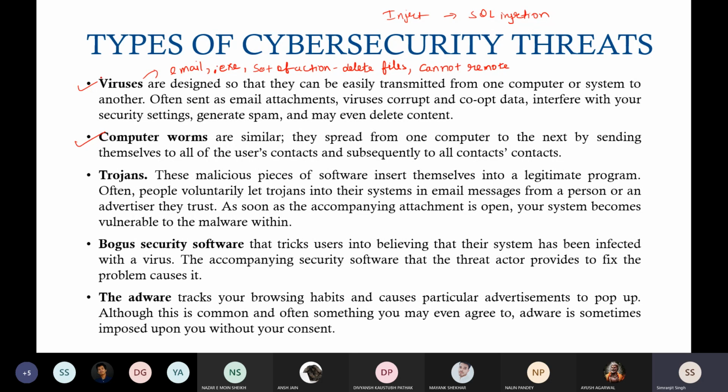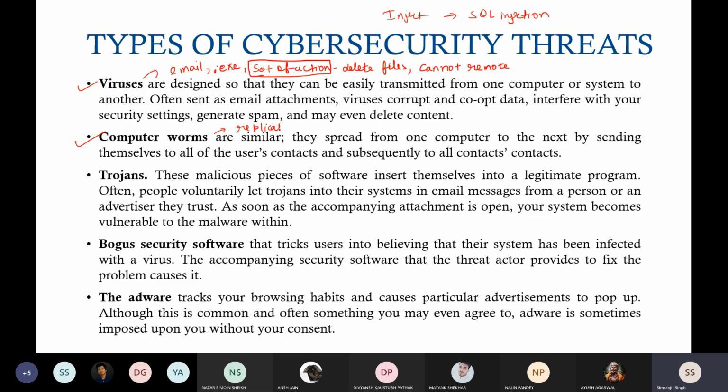Now, the main purpose of a virus is to perform a set of actions. Maybe it can delete a file, it can make some changes in the system, it can modify a little bit of things. So it cannot do more than that. The main purpose of worms is to replicate. So this is the difference between them.